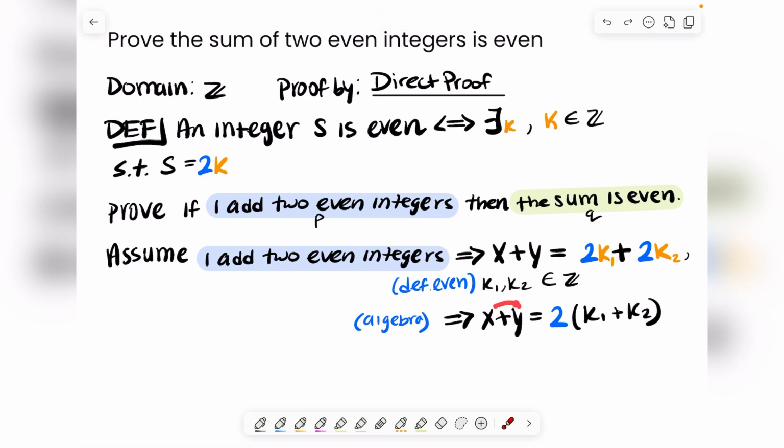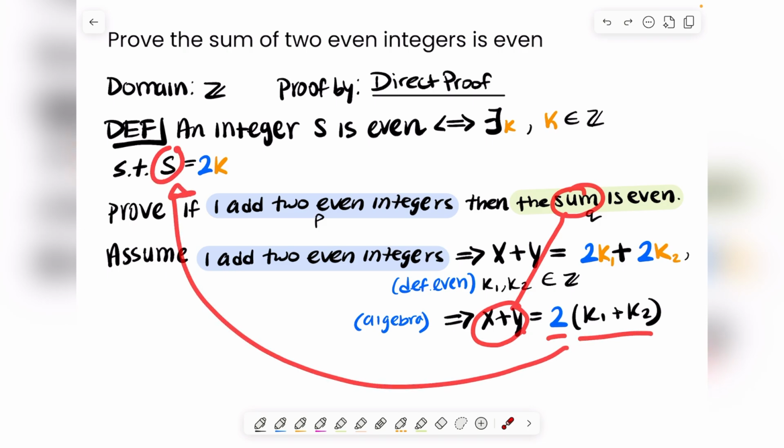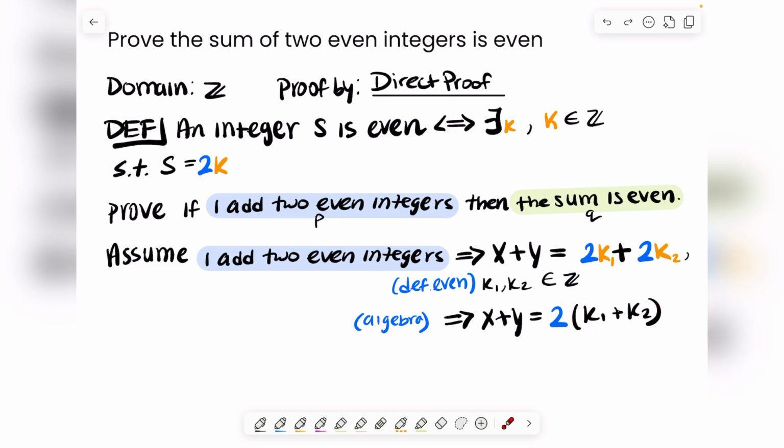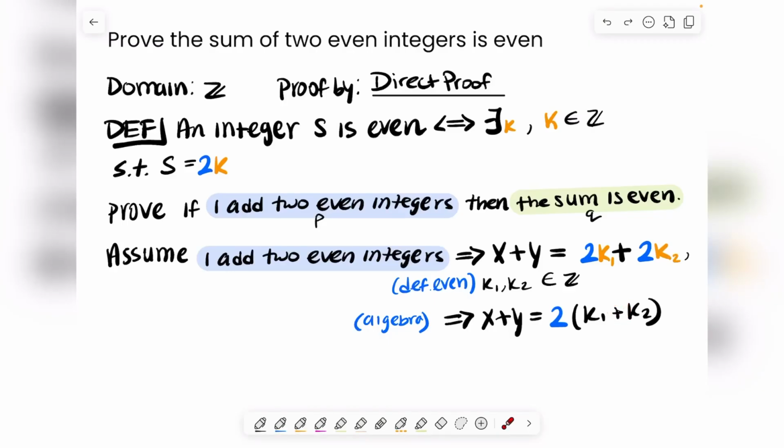Now we have that the sum x plus y is equal to 2 times something, which is very similar to the definition of an even integer, where an even integer is equal to 2 times something, but here that something is an integer. So the question is, is this an integer? Because if it is, then our work is done. And the answer is yes, it is. Why? Because of the closure property of integers under addition. Just a fancy way of saying if we add two integers, we're going to get another integer. We can call it k3, we can call it r, whatever you want. I'm going to call it r.